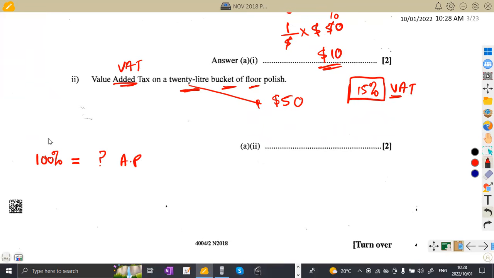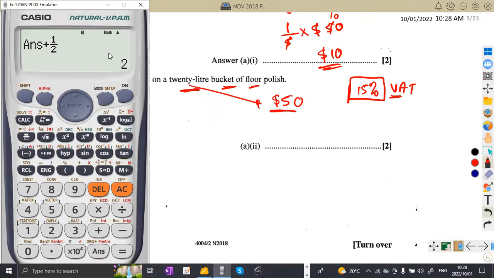When we added this 15%, we are now at 115%. That is where the 20-liter bucket is now costing $50. That is where we are now having this $50, when we are having a 15% increase. So our question is to say, what was the actual price? Using our simple proportion, we can see that the 100 is going to be less. So it is going to be 100 over 115 multiplied by $50.